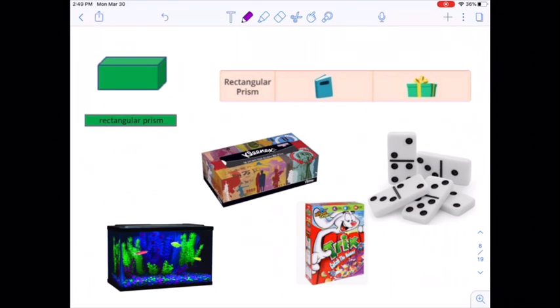Do you remember when we talked about 2D figures, two-dimensional figures, and we said a square is a special kind of rectangle? Well, a cube is a special kind of rectangular prism. All of the sides of a cube are also rectangles. How about that? So a cube can have two names, a cube and a special kind of rectangular prism.